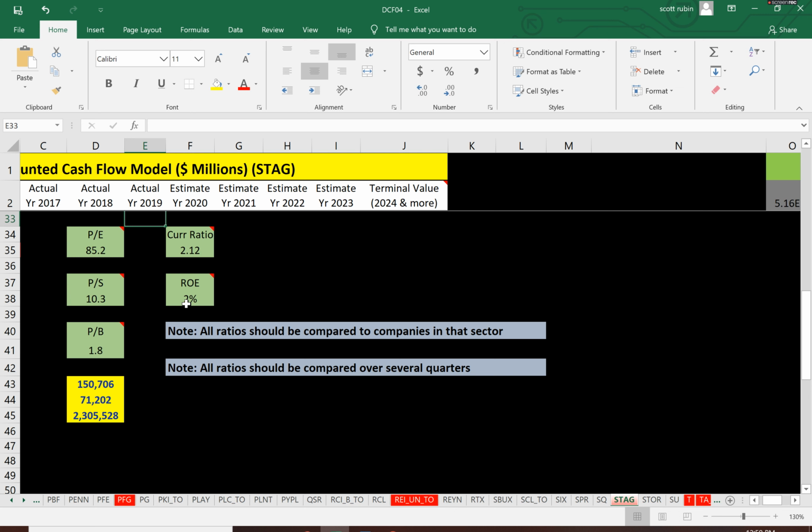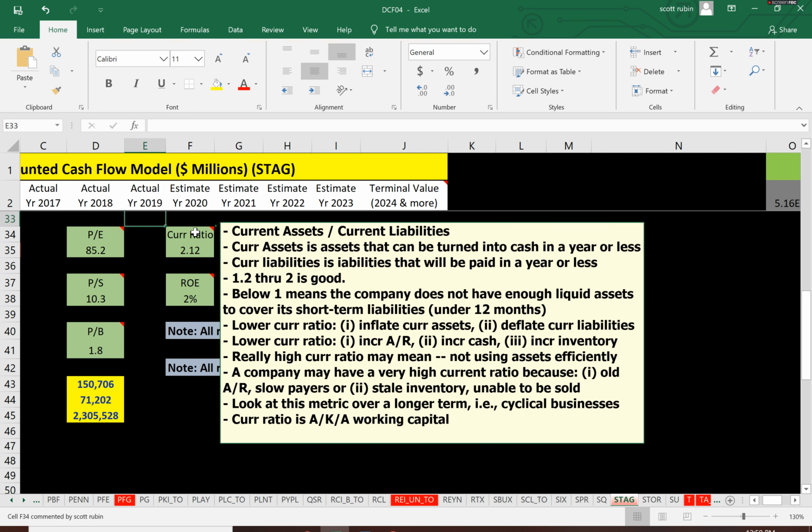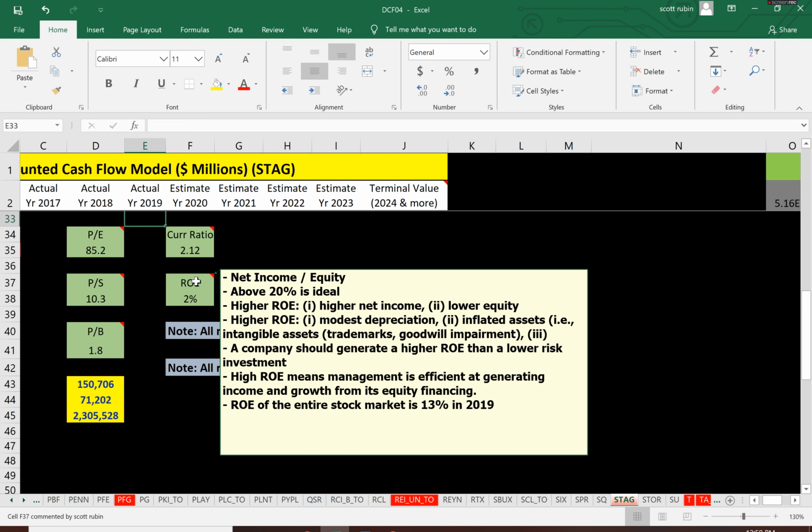Current ratio is another important statistic to look at, because it's how you're able to pay your current liabilities. It's current assets over current liabilities. And I like to see between 1.2 and 2. If it's under 1, that just means they don't have enough money to pay their short-term liabilities, and they could go bankrupt if they can't borrow more. So 2.12 is great. I wouldn't want to see like a 3, 4, 5. That just means they're holding on to way too much cash.